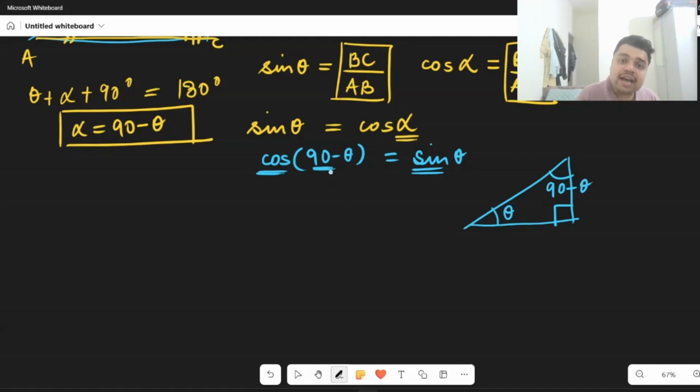But if I take that 90 minus theta, the base and perpendicular get flipped. Whatever was the base for theta is now acting as the perpendicular for 90 minus theta. So due to this conversion of perpendicular and base, our trigonometric ratios are also converting. So sine becomes cos, cos becomes sine, tangent becomes cot, cot becomes tangent, secant becomes cosecant, cosecant becomes secant. Okay, understood this part? So remember this.